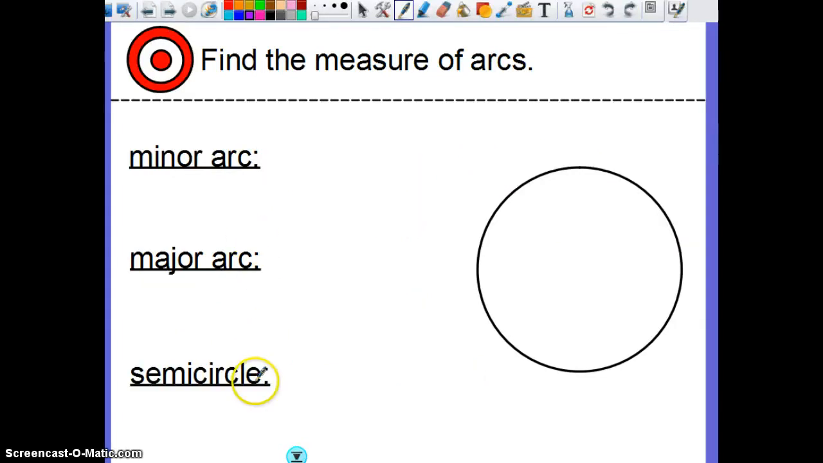Now, just so you know, there are some differences here. There are major arcs, minor arcs, and semicircles. Think minor arc, it's a little arc, so it's going to be less than 180 degrees. Like this arc right here, I'll go to A and B. That arc AB would be a minor arc. Remember that circles are 360 degrees, so half of 360 would be 180, so it's less than half the circle.